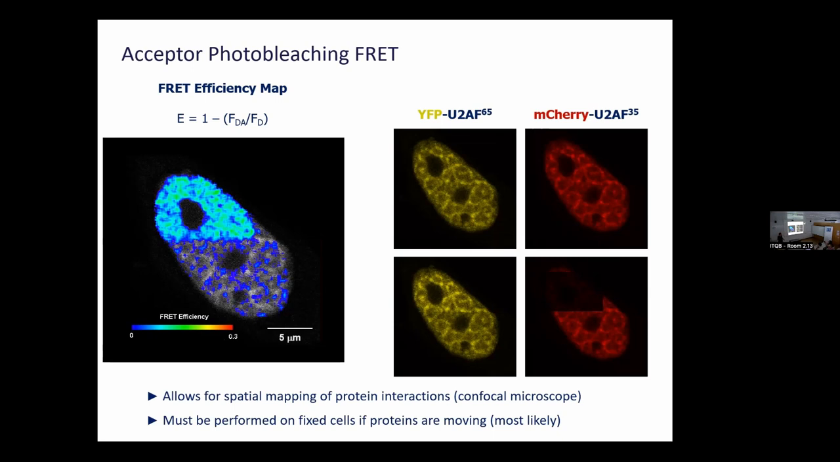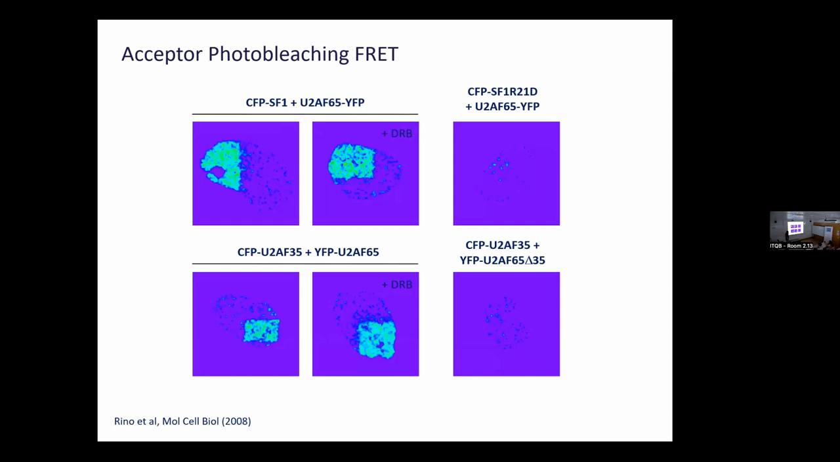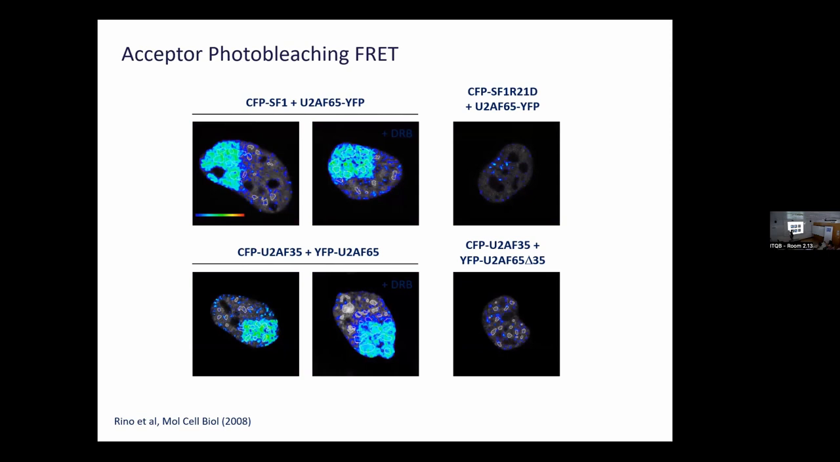So what did we learn with our splicing factors? We saw with acceptor photobleaching FRET that indeed they are interacting. We could see the different components of the spliceosome, the early components that we saw in the FRAP studies, interacting even when splicing was not occurring. Here we didn't have any new mRNAs being transcribed, and still they were interacting and still forming complexes. When we abolished their ability to interact with each other, we saw no FRET signal.